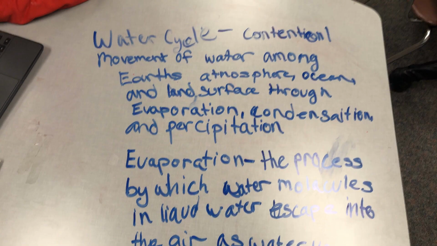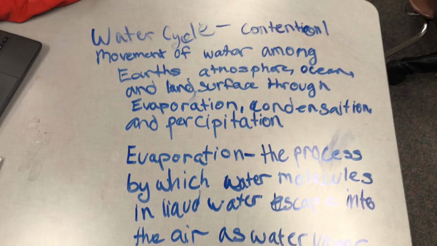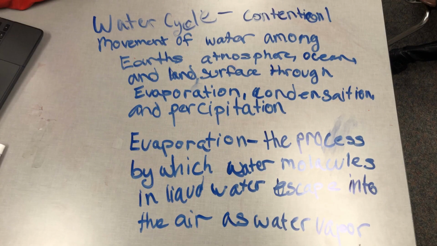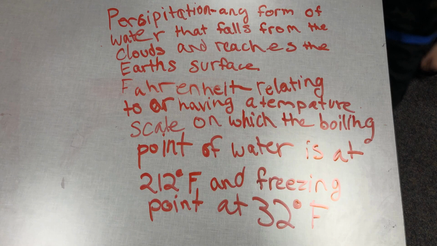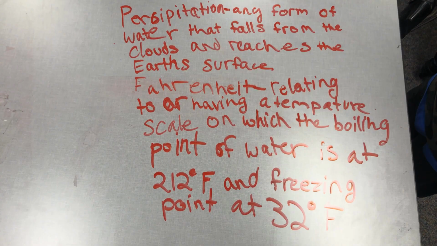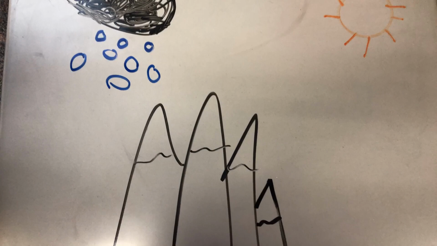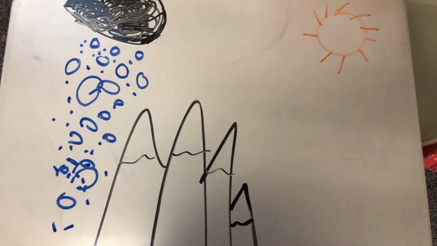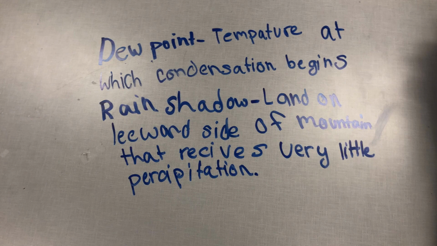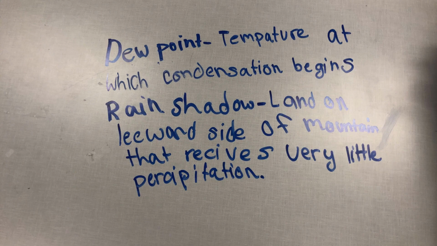Fahrenheit, relating to or having a temperature scale on which the boiling point of water is at 212 degrees Fahrenheit and freezing point is at 32 degrees Fahrenheit. Dew point, temperature at which condensation begins. Rain shadow, land on the leeward side of a mountain that receives very little precipitation.